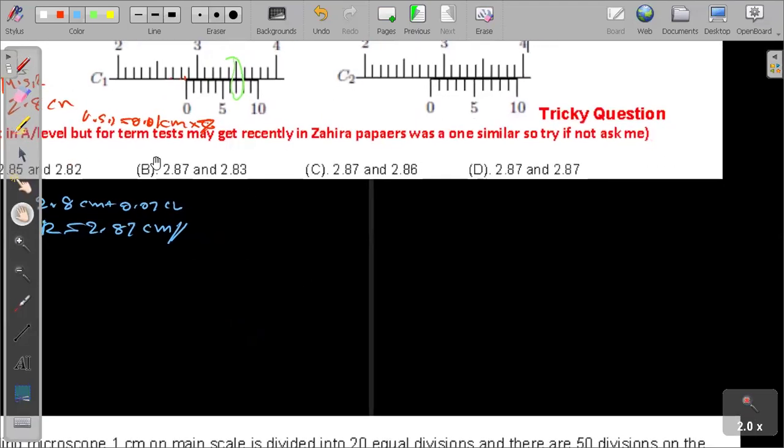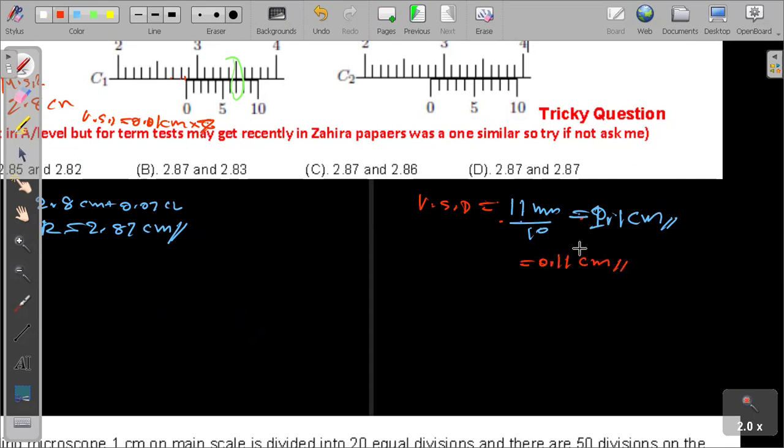Firstly, let's find the least count of the vernier. 10 millimeter, sorry, 11 millimeter divided by 10, I made a mistake. That means 1.1 millimeter is the least count of the vernier scale division, or in centimeters, 0.11 cm.